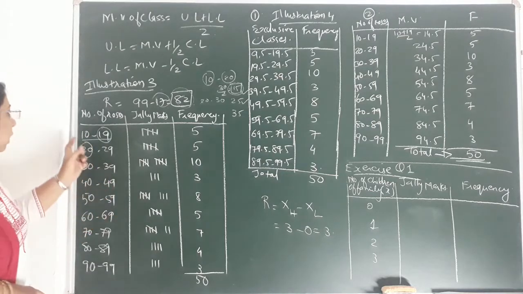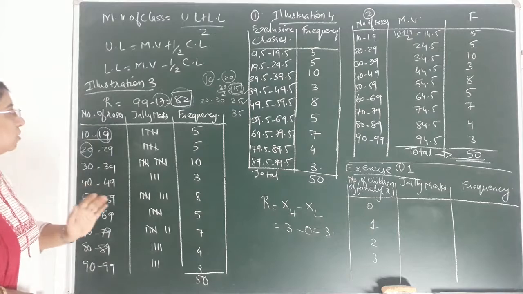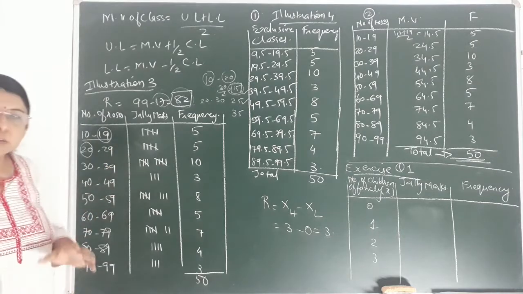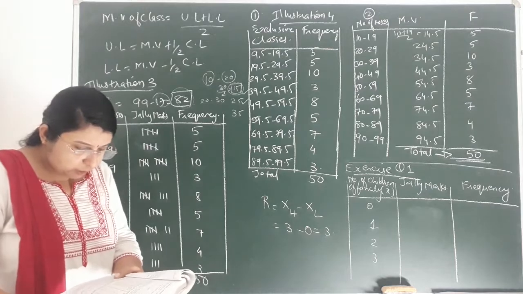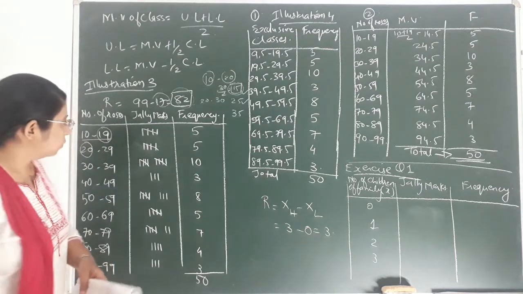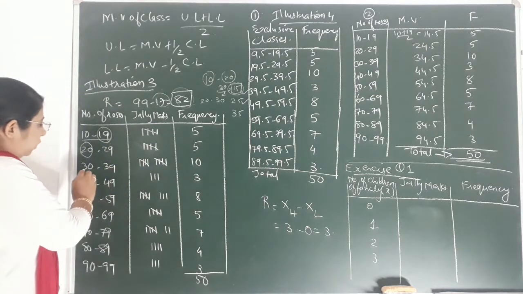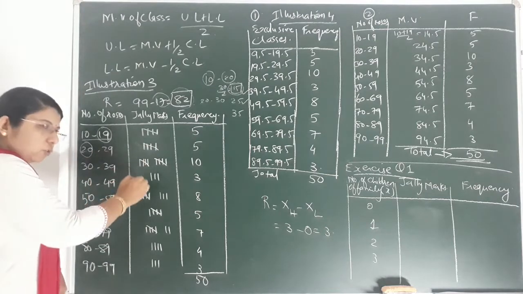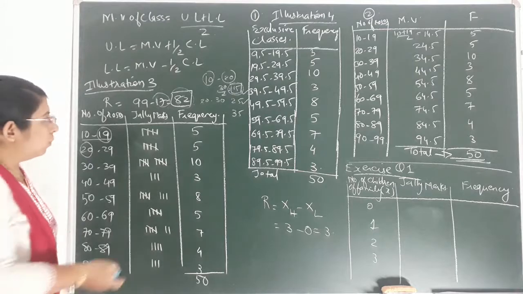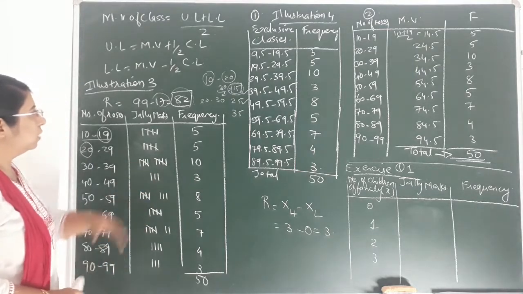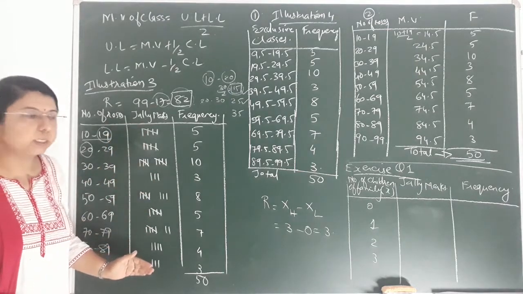Now, after deciding the classes, we have to put the tally marks. That is quite easy. You just have to see the values one by one, that is 34, 26, 49, 45. Accordingly 34 comes into 30 to 39, and you just have to put a tally mark. You have done this in lower standards, so I am not doing this calculation. I have easily put the tally marks over here.